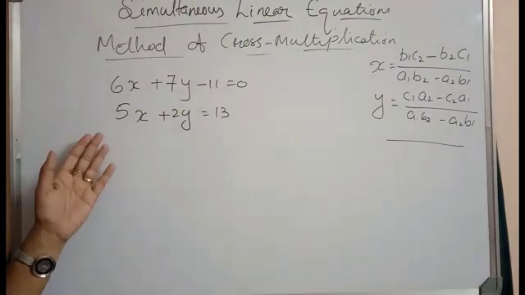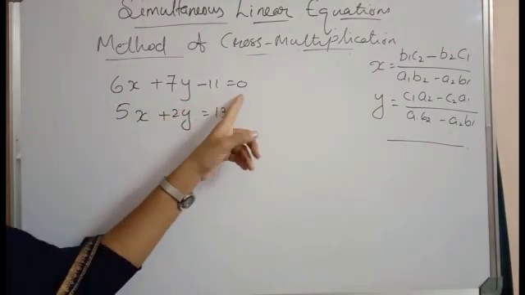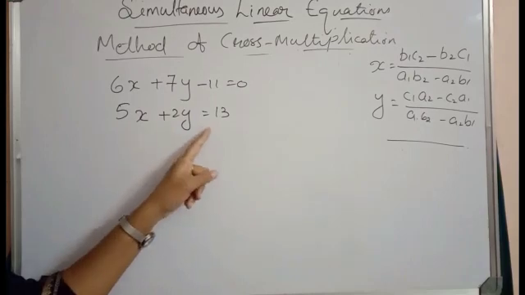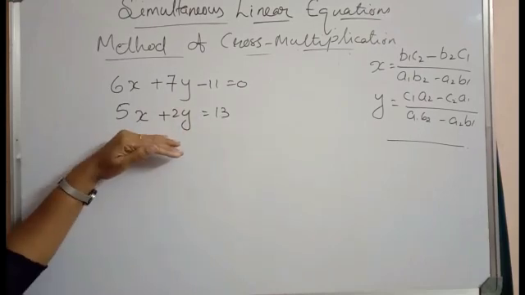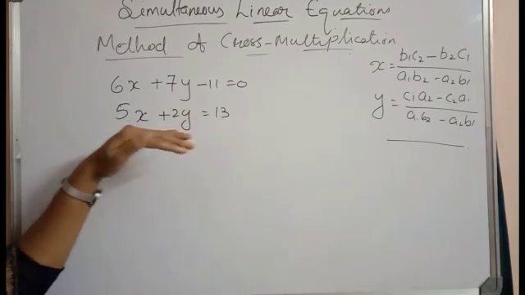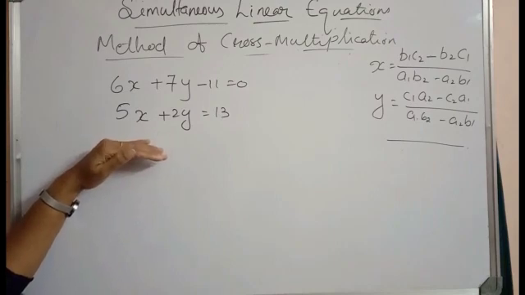Now, this question is for you. 6x plus 7y minus 11 is equal to 0 and 5x plus 2y is equal to 13. So, in the second expression, you have to bring it into the standard form and then you have to simplify and solve for x and y.